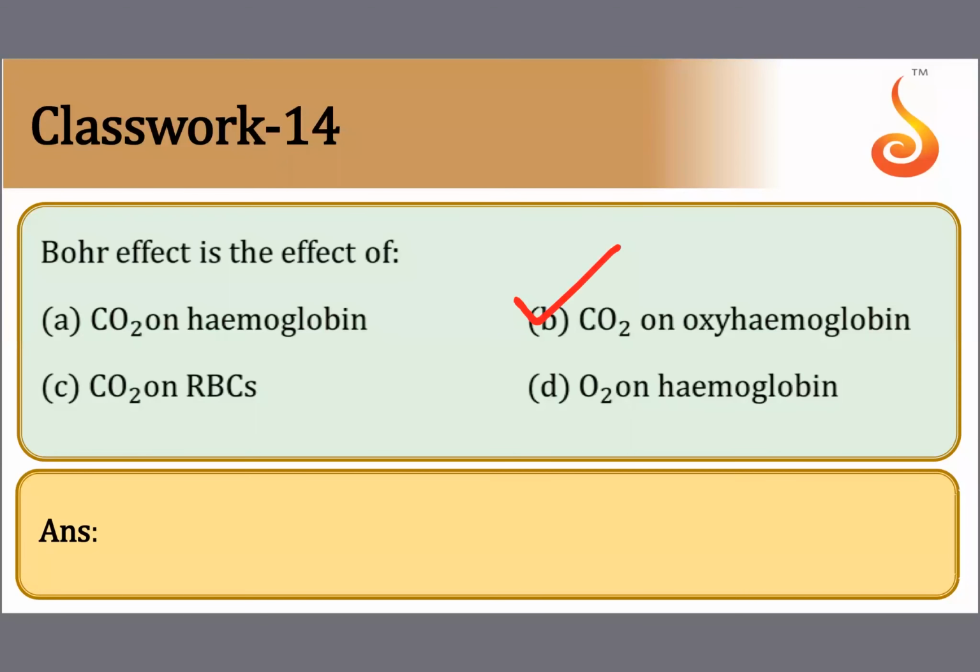Because the partial pressure of carbon dioxide is high at the tissues, oxyhemoglobin will no longer stay together. They will break apart, they will dissociate from each other, and only when they dissociate, the percentage saturation comes down. Okay?